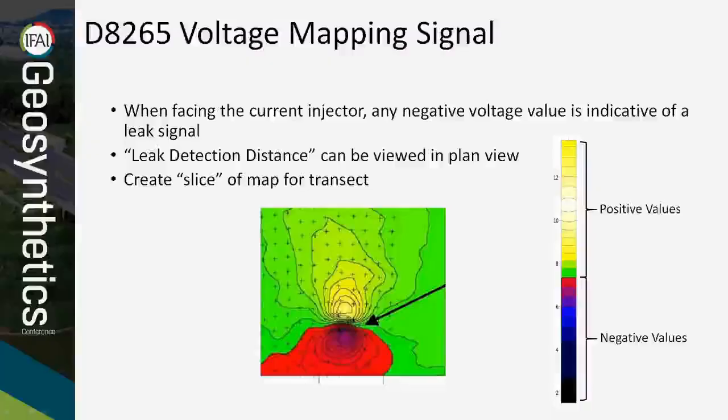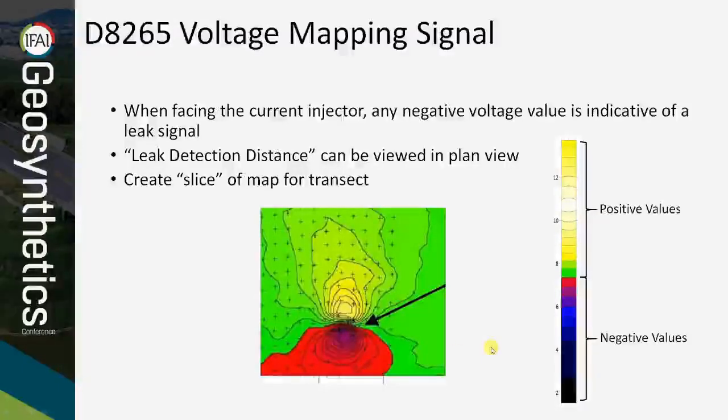What makes a leak detectable is that when the dipole is facing the current injector, it should be observing a positive voltage gradient or a positive voltage value. But when there's a leak between you and the current injector, it observes the negative gradient or the negative values. So when you're looking at a plan view, the detection sphere is anywhere that you see red on the map. That's where you start to be able to detect that leak. So viewing it in plan view shows you the true detection distance.